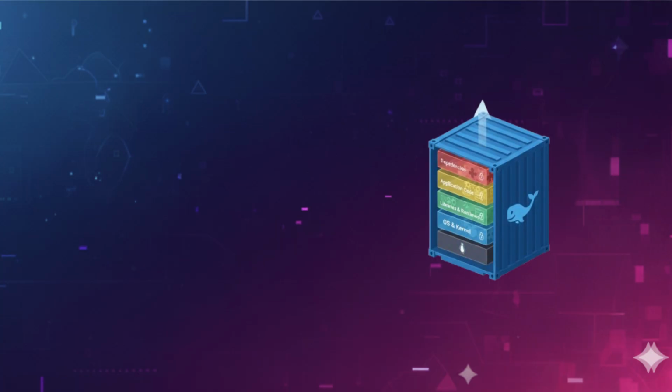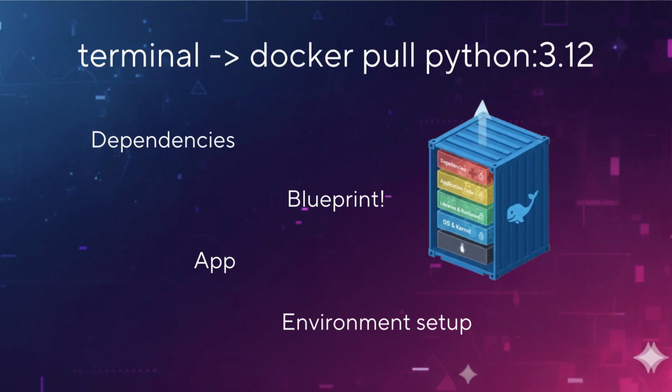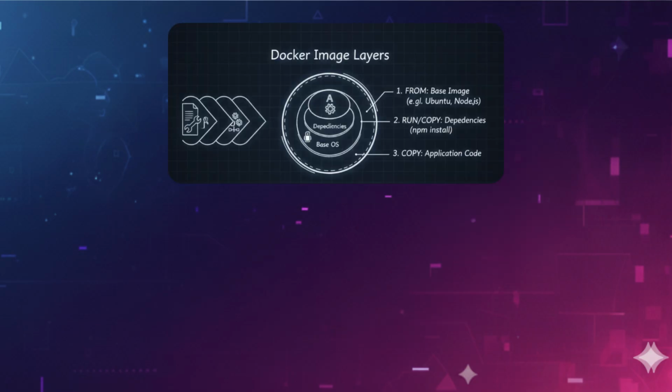A Docker image is basically a blueprint. It contains the app, dependencies, and environment setup. When you run it, it becomes a container, which is a running instance of that image. Let's say you're testing a Python API. You can pull a pre-built image like this, docker pull python:3.12. That gives you a ready-to-use environment with Python pre-installed, perfect for automation testing. You can even create your own image with a custom test environment.